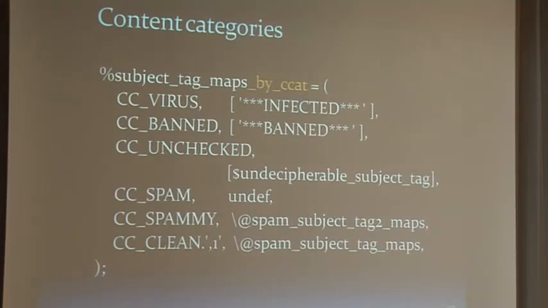Okay, here's an example of the new configuration variables. They're identified by this ending in their name. It's a hash, a Perl hash. It says for each category what happens. For example, for virus, insert this string into subject. For banned, insert this string into subject. For spam, don't do anything. For spammy, use the old backward compatible setting.